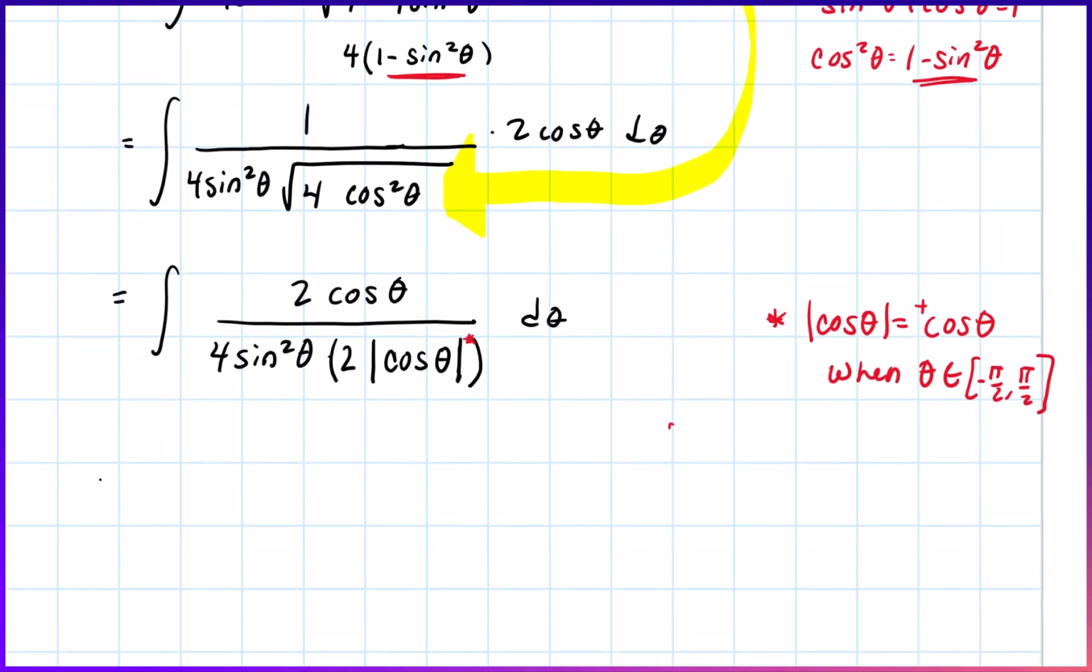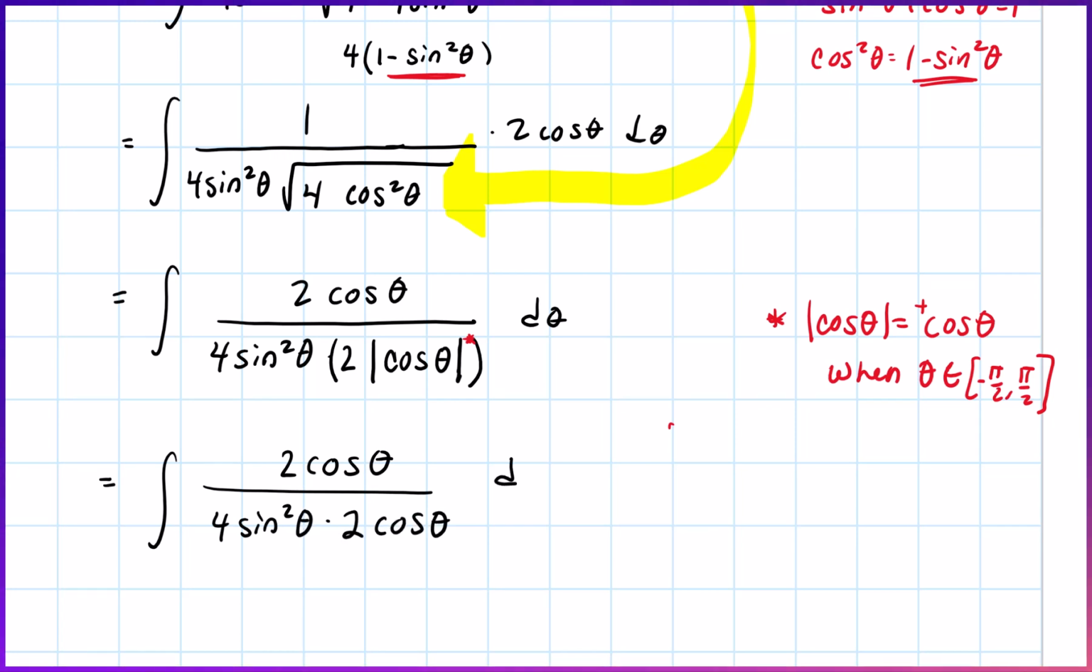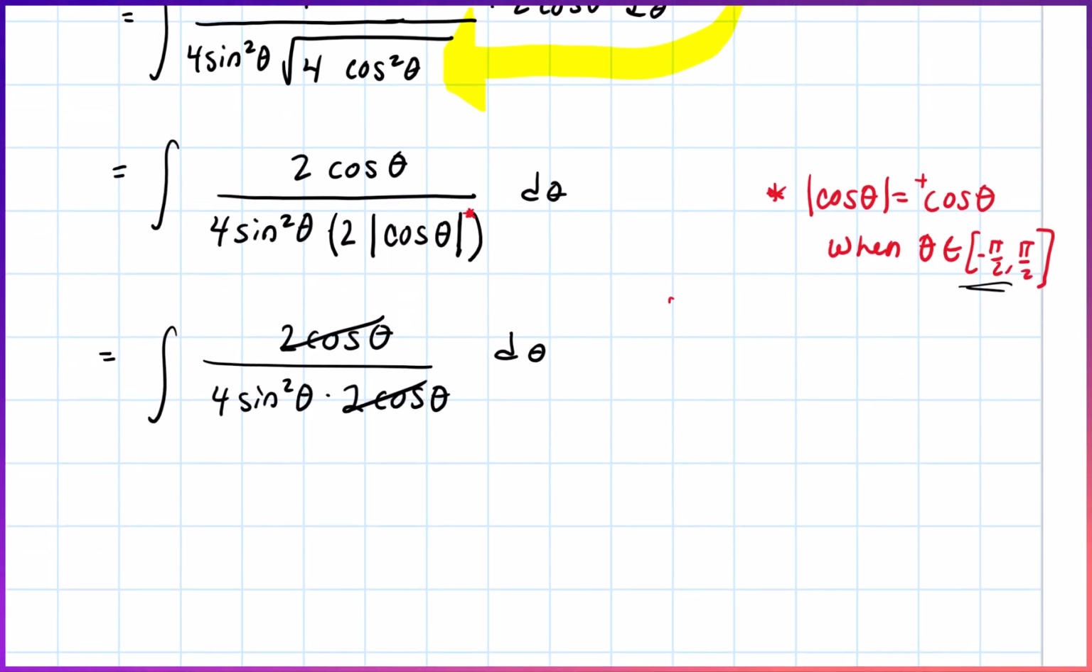And this is actually exactly equal to 2 cosine of theta over 4 sine squared of theta times 2 cosine of theta d theta. And look at that, I was able to drop that absolute value right there. But it's not insignificant. We do need to guarantee that when we have the absolute value of something, we can drop it only if it's always positive. Now this reduces, and look at what my integral has become.